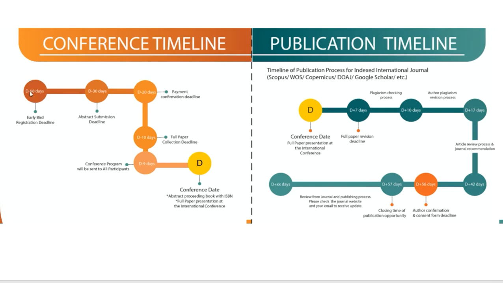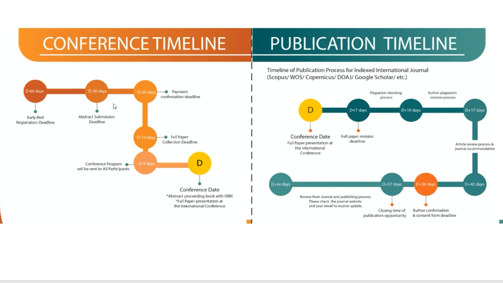This is D equal to day 1. This is a particular timeline of how much time is taken from day 1 onward, and here it takes nearly 60 to 90 days from submission to the end of the process. In the initial days, the conference chairs, organizers, and honorary chairs give about 60 days. Then early bird registration is also done in the initial phase. The abstract submission deadline is nearly 30 days.